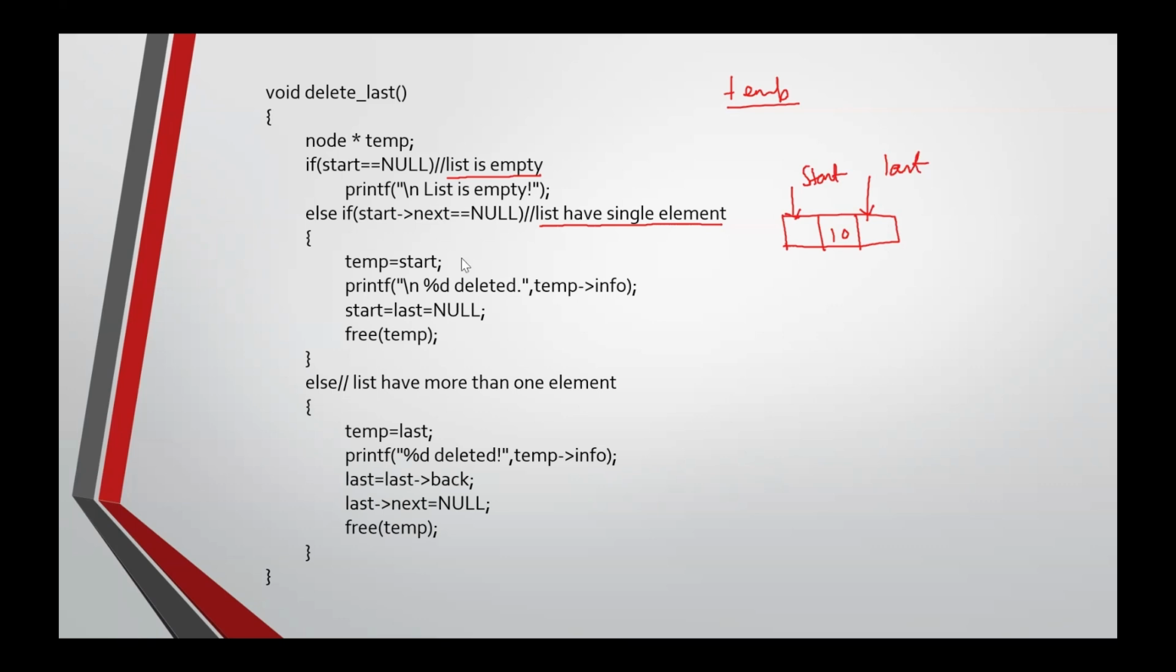So here what happened? Temp stores the value of this one. So what is the operation it is going to perform? So now temp points to this node. Then we have to print the percentage deleted. So what is the percentage? Temp info. What is temp info? So it will display 10 is deleted. Then start equal to last equal to NULL. So now what happens? Start stores the value of NULL. If it stores the value of NULL, it does not point to this node.